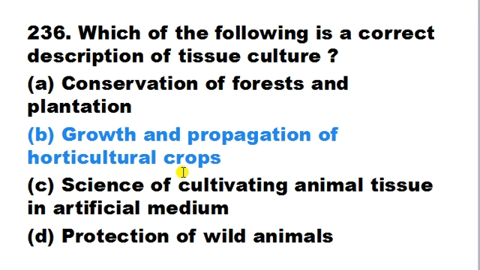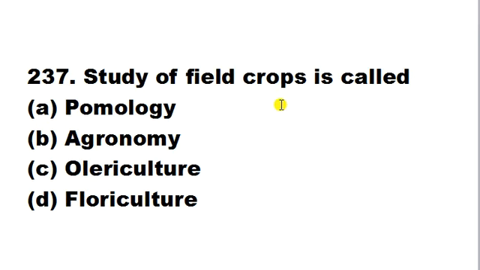Study of field crops is called A. pomology, B. agronomy, C. olericulture, D. floriculture. So its correct answer is B. That means agronomy. It is a branch of agricultural science. It deals with the study of field crops.